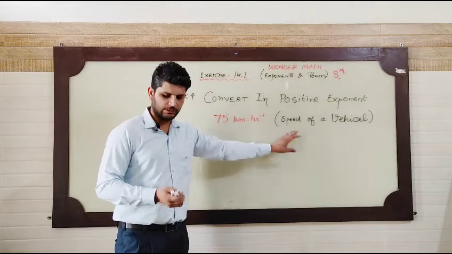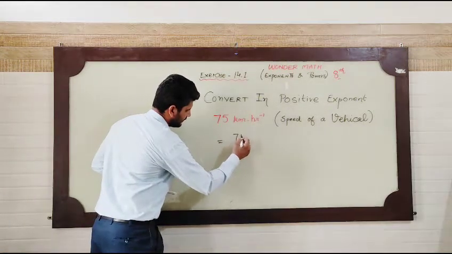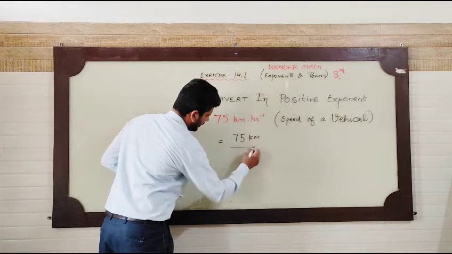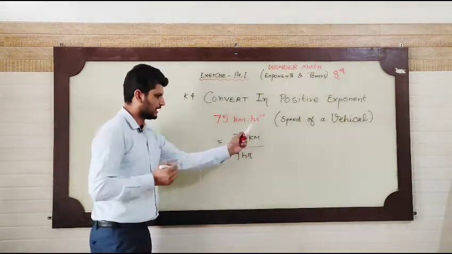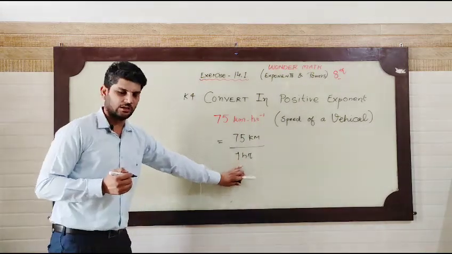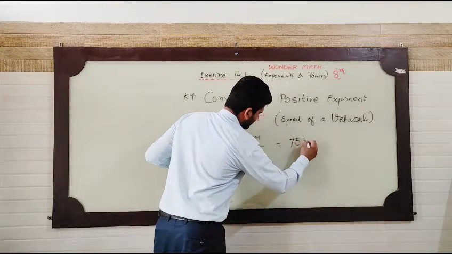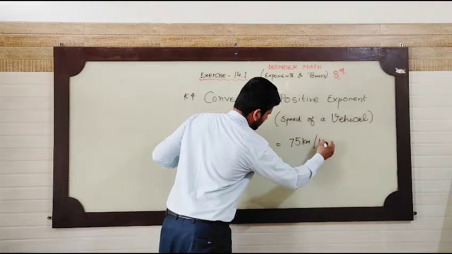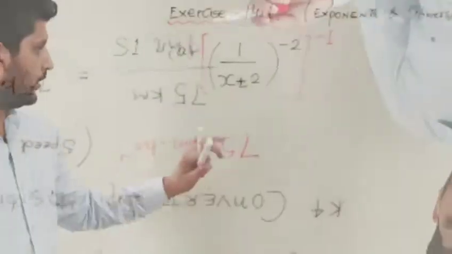Like K4, convert to a positive exponent: 75 kilometer hour to the power -1. This is the speed of a vehicle. So the speed can be written as 75 kilometer in 1 hour. We can write it like this because hour to the power -1 is 1 upon hour. So we can simply write it as 75 kilometer per hour. Both have the same meaning, 75 kilometer per hour.